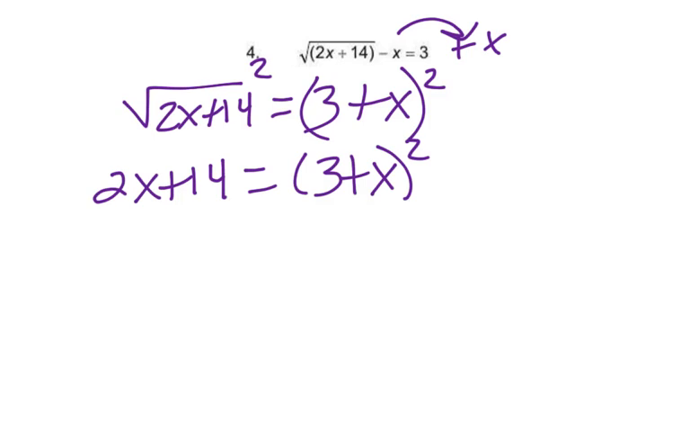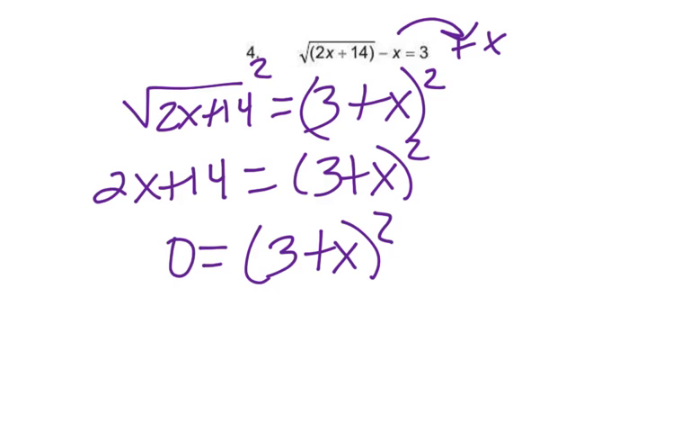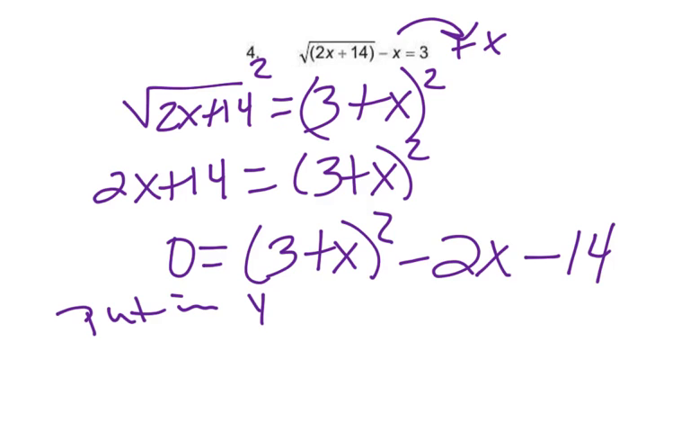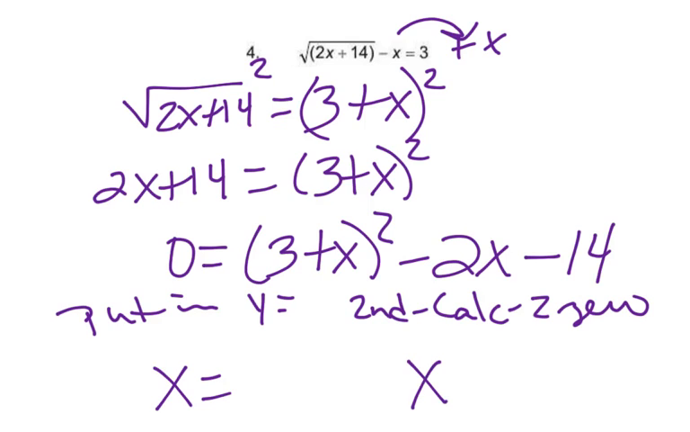When you square that, you know it's going to become quadratic. We know that to solve a quadratic, you have to get everything on the same side. So the 2x and the 14 have to move. So when you move them, nothing's left, so 0 is equal to 3 plus x squared minus 2x minus 14, because I took each of those from the left side over to the right and did the opposite. You're going to put this in your calculator at y equal, and you're going to pull up your table, look for where y is 0, or second calc number 2 for 0. You will have two answers, x is equal to, x is equal to.